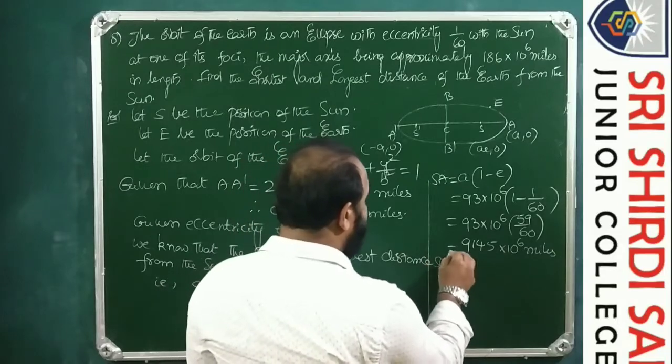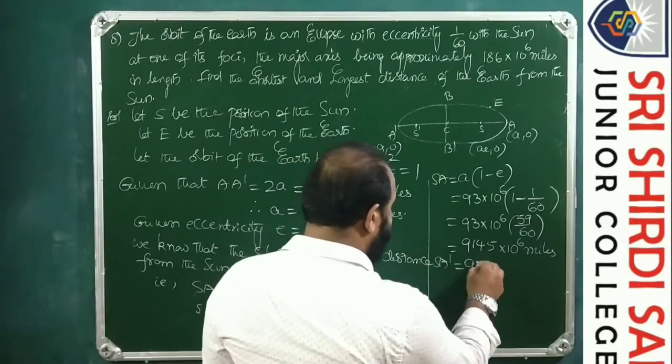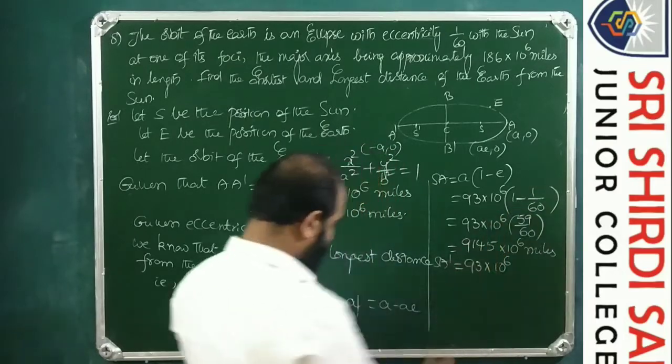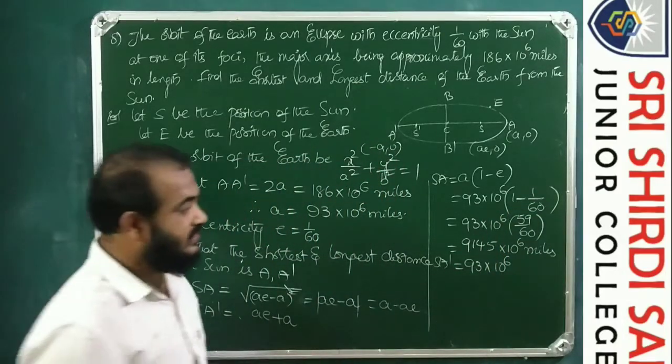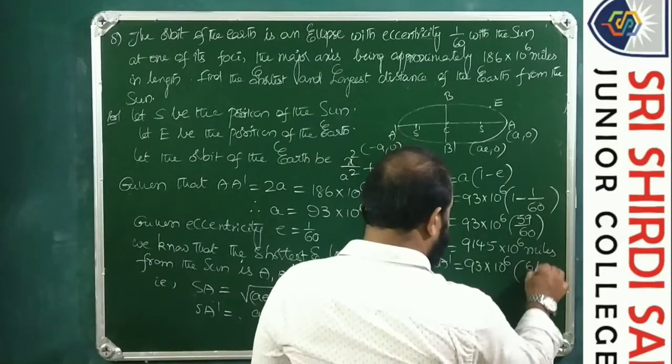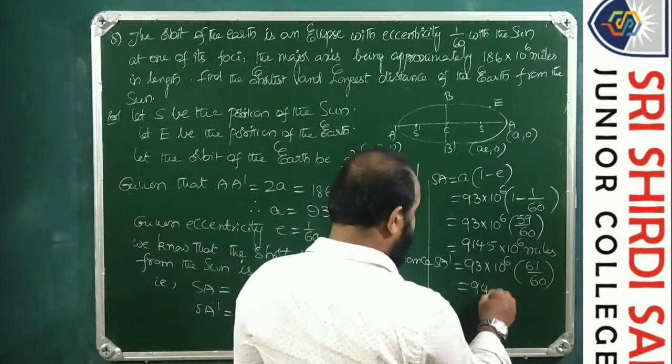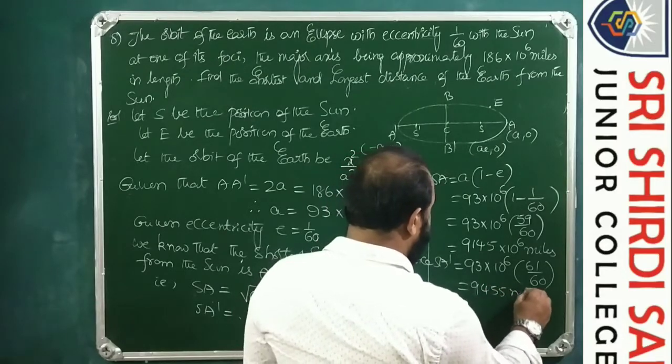Likewise, SA dash is equal to 93 into 10 power 6, 1 plus 1 by 60, which is 61 by 60. This is equal to 9455 miles.